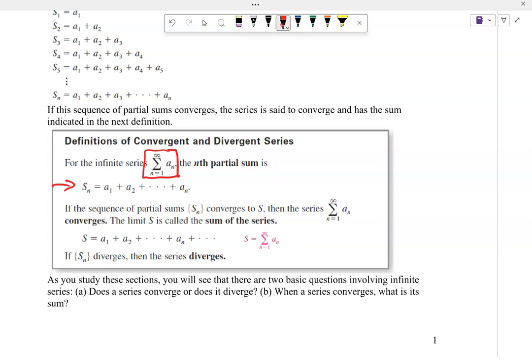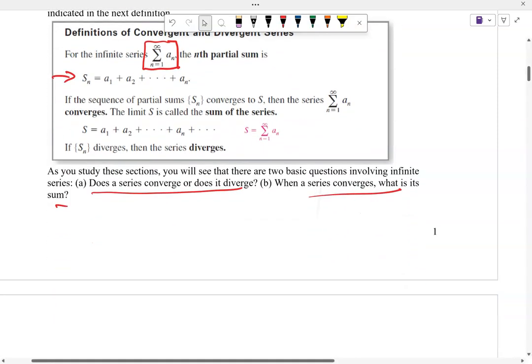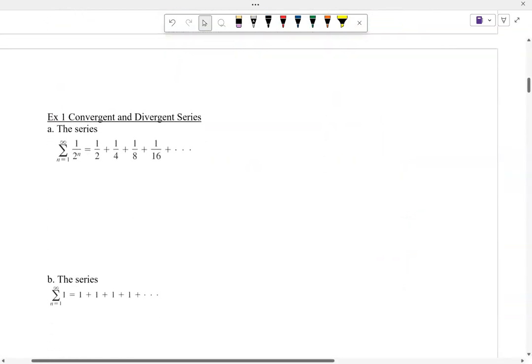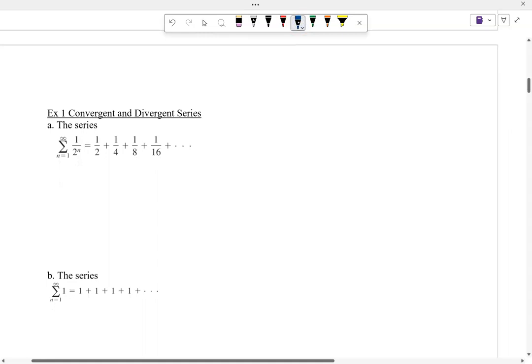So as we're studying this, there's really two basic questions. Does the series converge or diverge? If it does converge, then what's its sum? So let's look at some convergent and divergent series here. Some examples, see if we can make some sense of this.